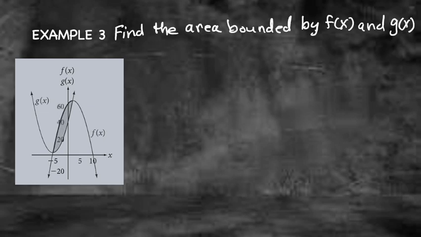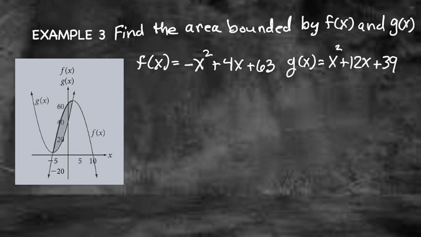Example 3 is a little bit different than example 1 and 2. For this example, we're going to find the total area that's bounded by the two functions, f of x and g of x. So our first function is negative x squared plus 4x plus 63. Our second function is g of x is equal to x squared plus 12x plus 39. So we're looking for the area that's in the pink, like the area that's trapped between those two functions.